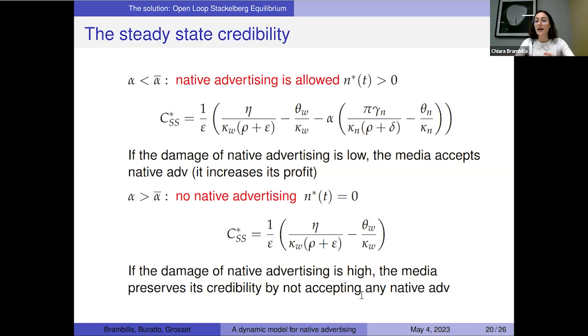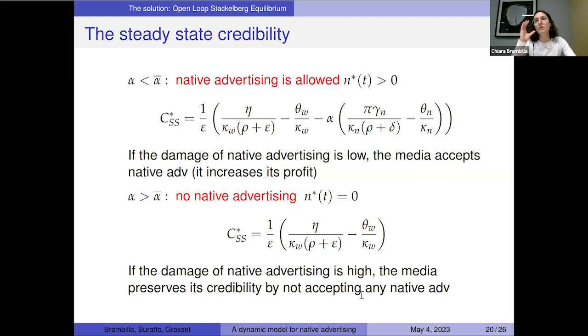And since by assumption the constant inside the brackets multiplied with alpha is a positive constant, I said that before by assumption, we can see that the credibility steady state in the first situation, so when native advertising is allowed, is lower than the credibility steady state when no native advertising is allowed. So this allows us to understand that there is a damage to credibility by publishing native advertising.